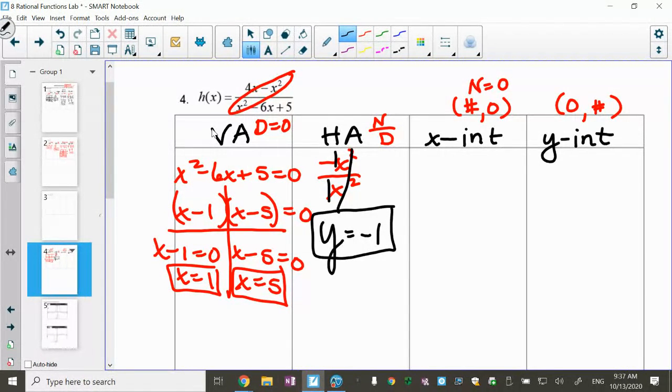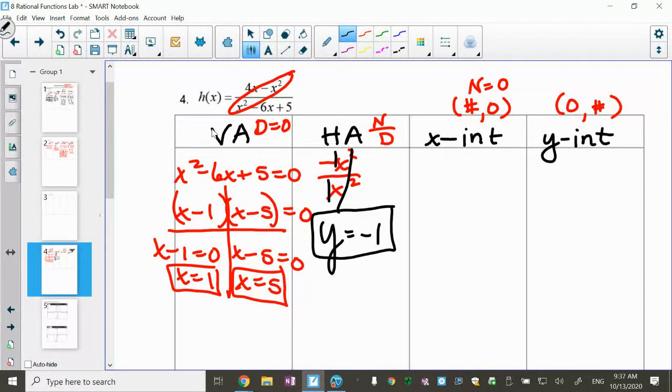So if the powers are the same, for example, just to show you, if I have negative 3x squared over 2x squared, those would cancel out. It'd be y equals negative 3 halves. It's whatever your leading coefficients are. These just happen to be 1. So I just want you guys to see that. So y equals negative 1 is my horizontal asymptote.